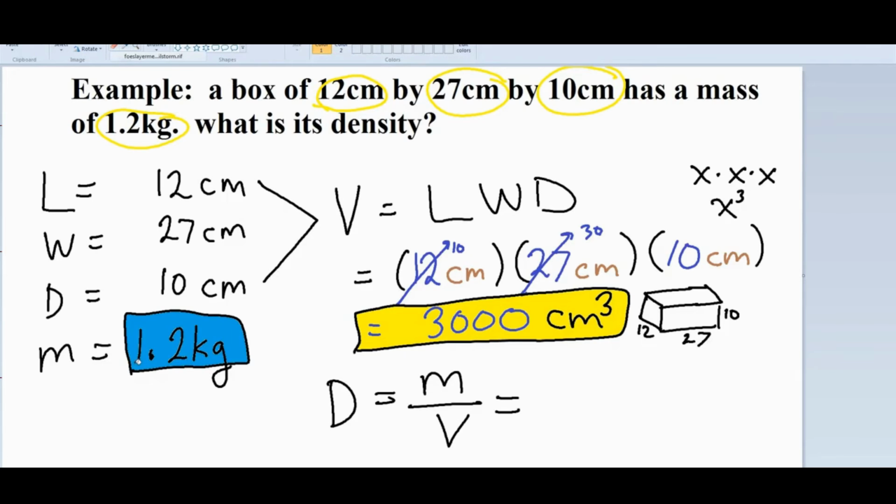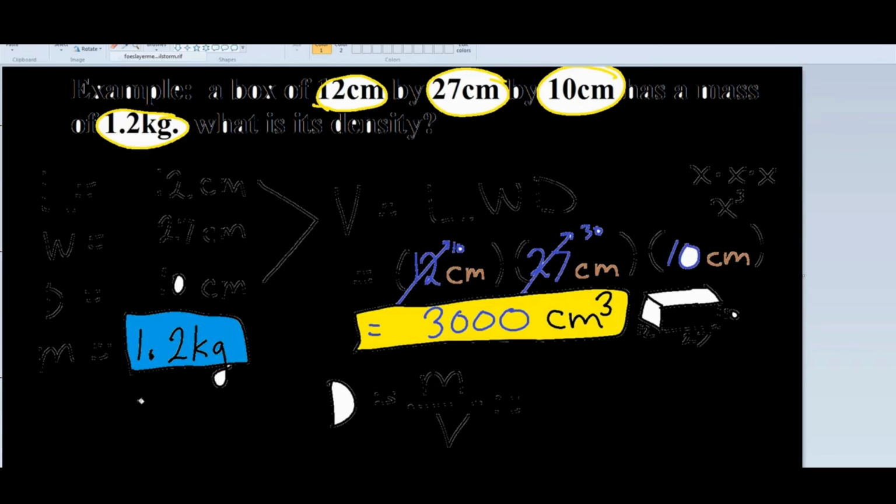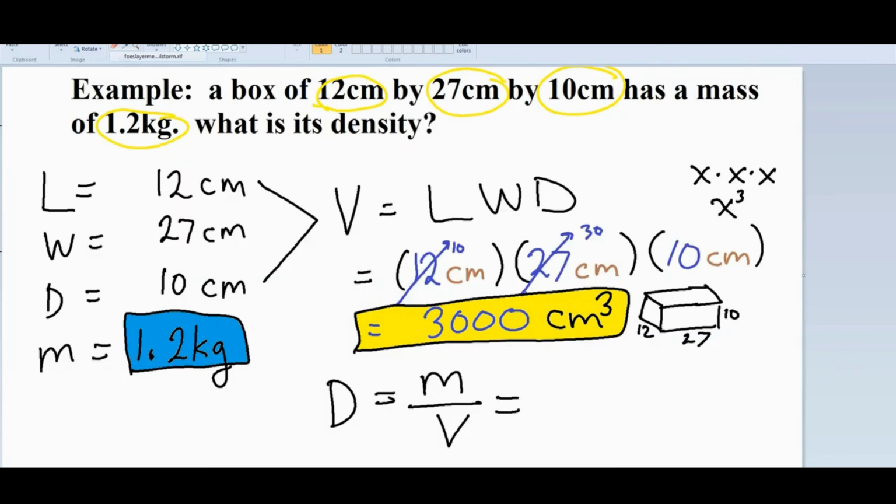Well, that's really easy. What's 1.2 kilometers? It's 1,200 meters. What's 1.2 grand? It's $1,200. So it's 1,200 grams. We want grams per cubic centimeter, not kilograms per cubic centimeter. So I'm going to go in here, and the mass on the top is going to be in grams, and it's going to be divided by cubic centimeters.